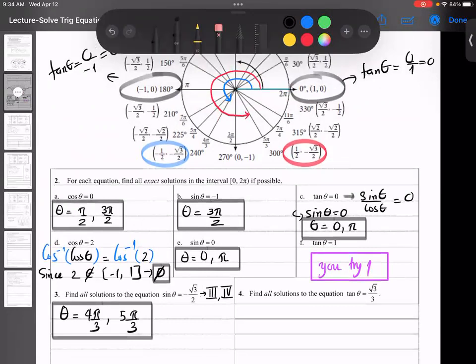Number four, find all the solutions of the equation tangent theta equals positive root 3 over 3. In what quadrants is tangent positive? One and three, right? Either sine and cosine are both positive or both negative. The reason I'm doing this is because it saves you time looking around. You don't want to look at all four quadrants, especially on the exam, where you have limited time. So I only look at quadrant one and quadrant three.